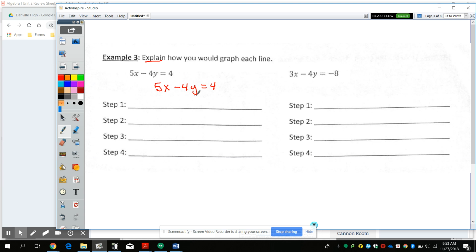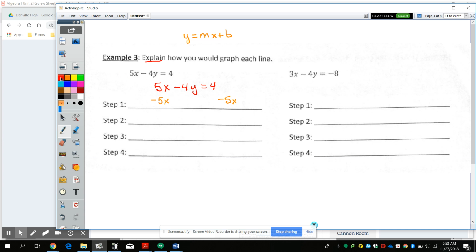Now to work this out, I'm going to start by trying to get this y all by itself, because slope-intercept form is y equals mx plus b. The y is by itself, no number in front of it. Everything else is on the right-hand side. That's not the case yet. So I'm going to start by getting rid of this 5x. This whole term over here, I can subtract 5x from both sides.